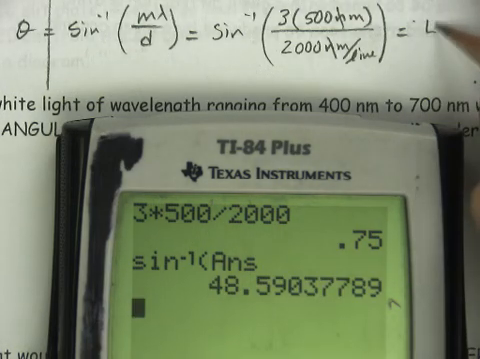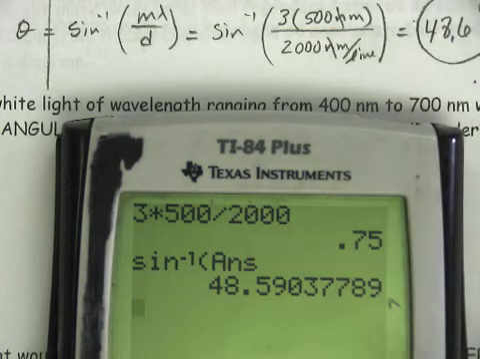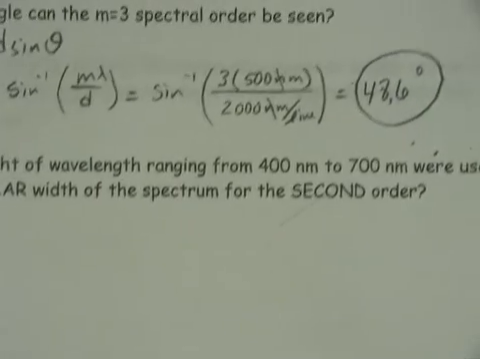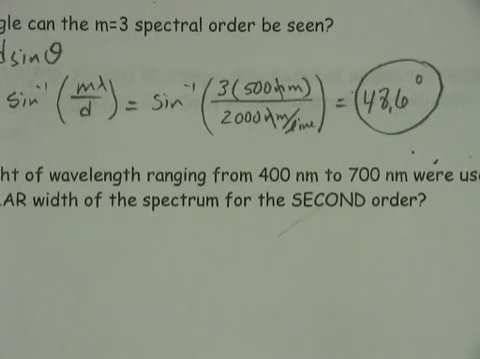And I get about 48.6 degrees. And there it is. All right, part C.